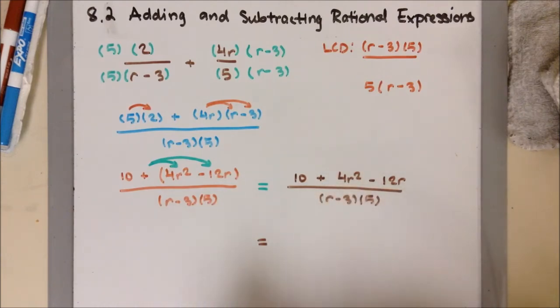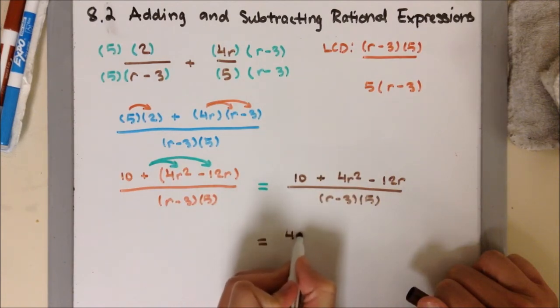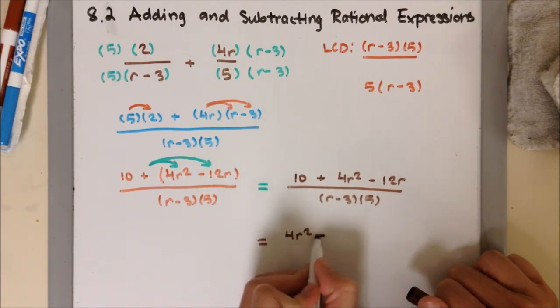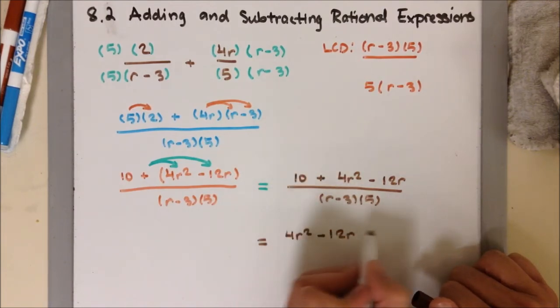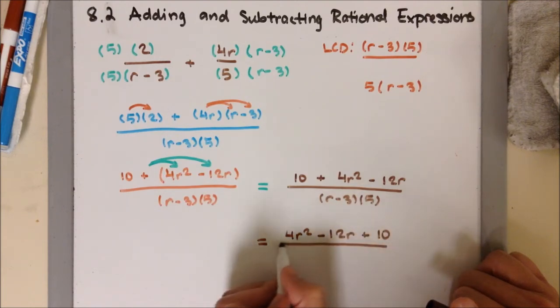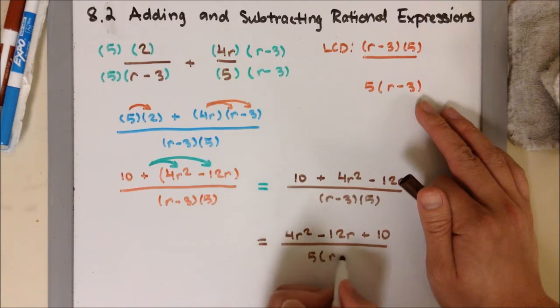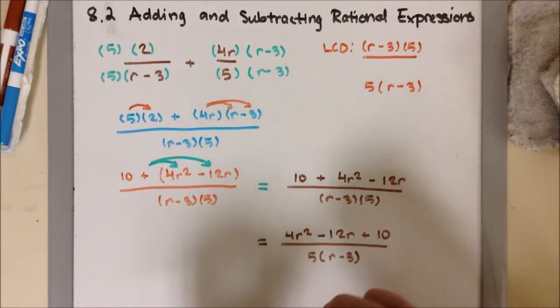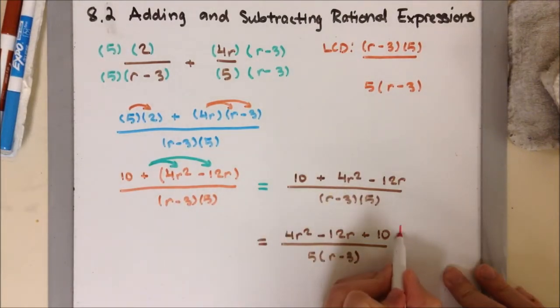I'm going to put the numerator in order, starting with the highest exponent. So 4r squared, and then minus 12r, and then since this is a positive 10, I'm going to write plus 10 over my LCD, which is 5 times r minus 3. And then I'm going to box my final answer.